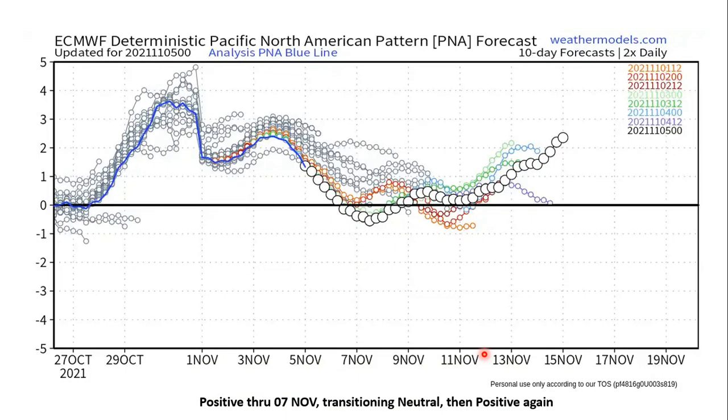So looking at the European deterministic Pacific North American pattern forecast of PNA, this model is indicating a slightly positive trend to the PNA on the 5th of November 2021, generally moving towards neutral conditions and then back to positive again after 12 November, right on into the middle of the month.